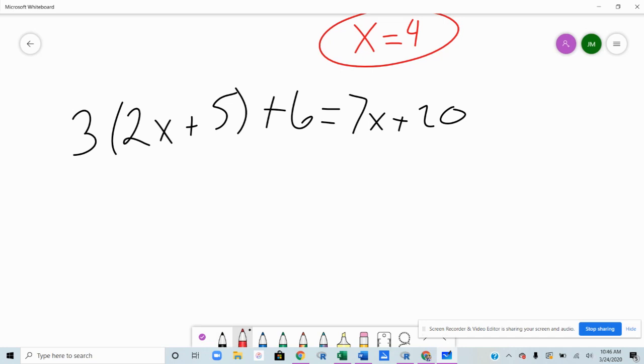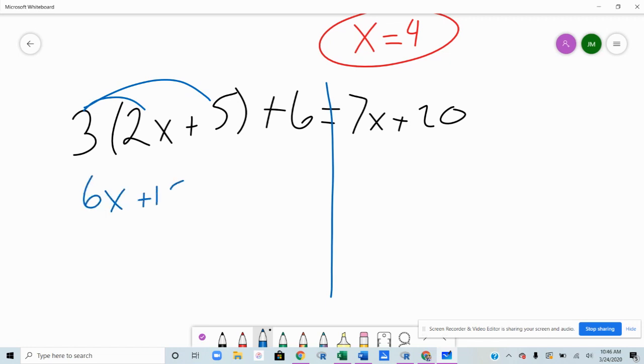This one has pretty much all the steps in it that we need to do, so we can see a longer example. So draw your line through the equal sign. We start with distributing. We need to distribute that 3. 3 times 2x is 6x. 3 times 5 is 15. We didn't do anything with that 6, so we're just going to bring down your plus 6. Keep your equal sign. You've got 7x plus 20. Nothing happened there on the right side.